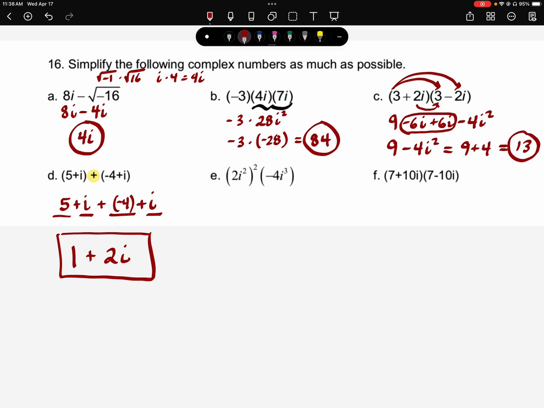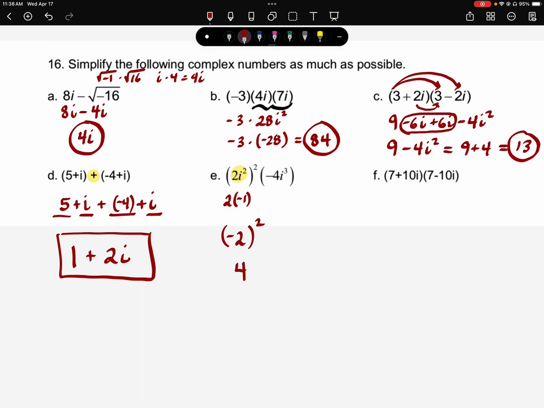All right, so looking at the next one, we have 2i squared, and that's being squared, and then times a negative 4i to the third. So let's just start out here, and you can do your order of operations. Just start on the inside if you want. 2 times i squared, well, we know i squared is like negative 1, so this is like 2 times negative 1, which is negative 2, and it's still being squared, so negative 2 squared is 4.